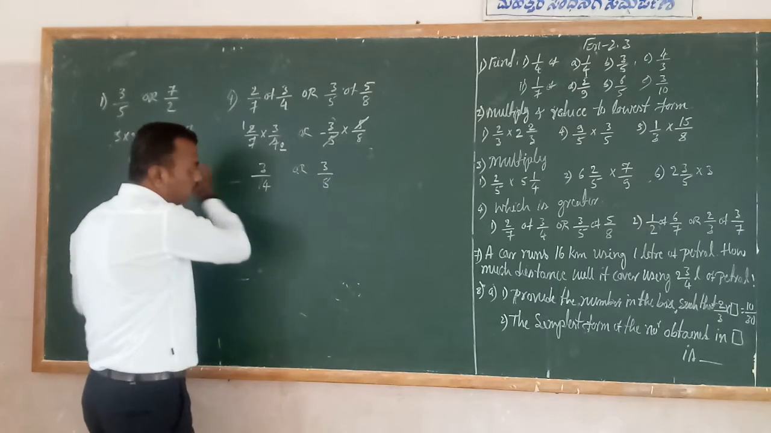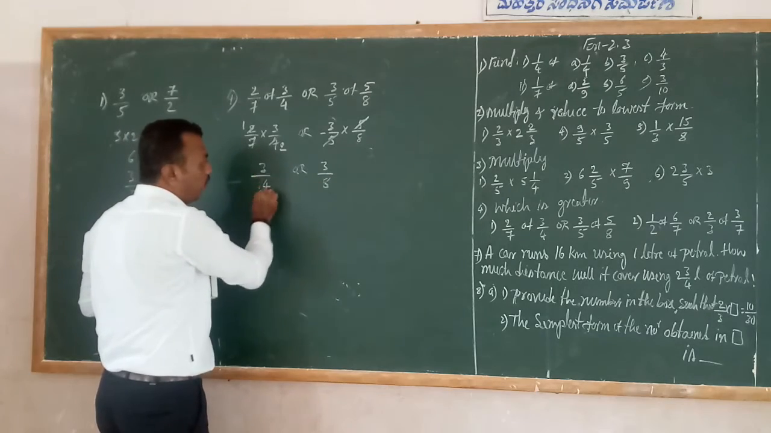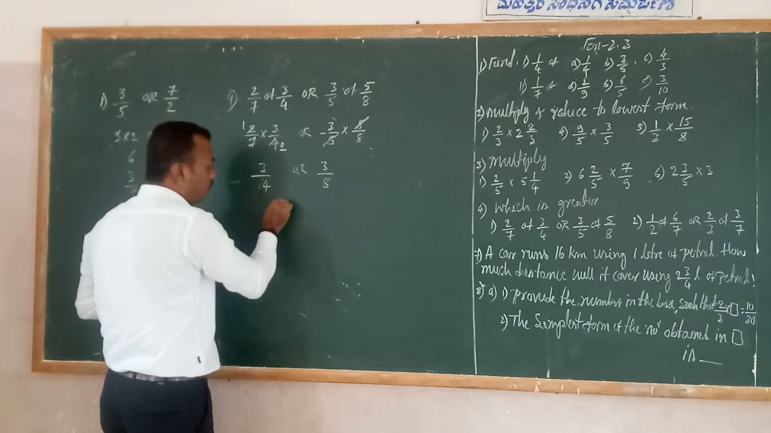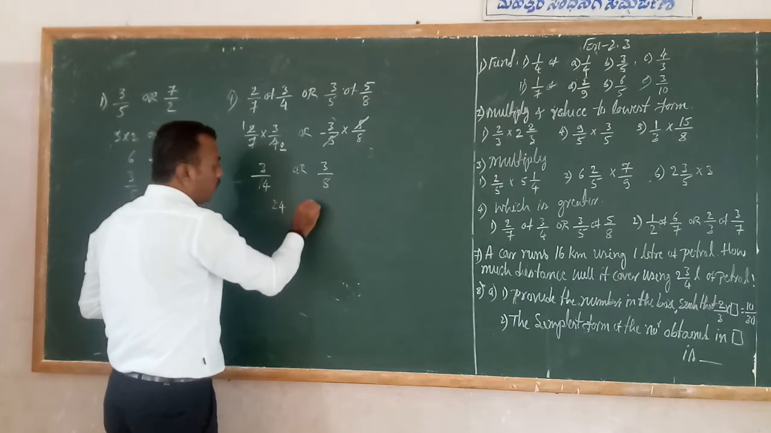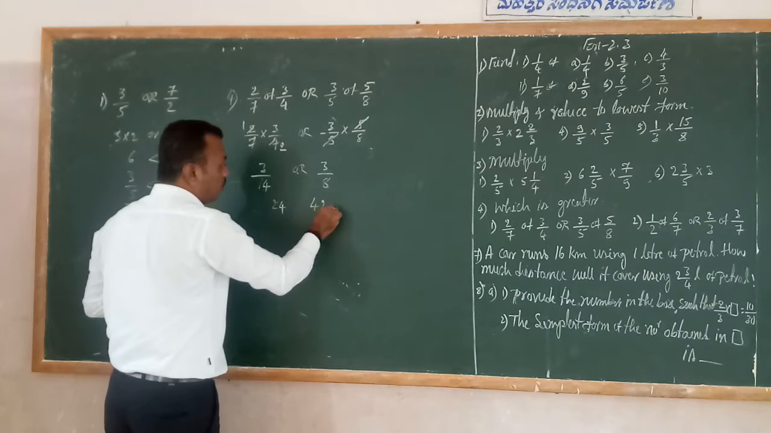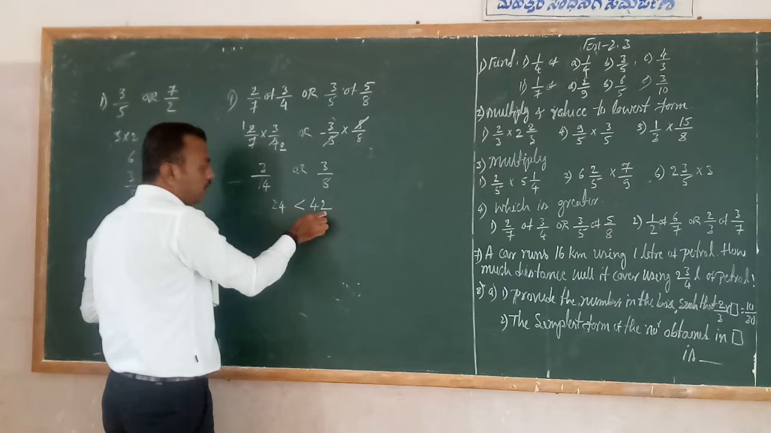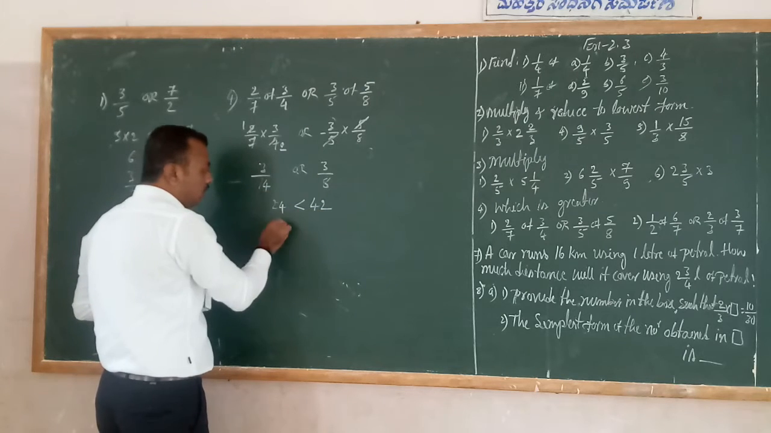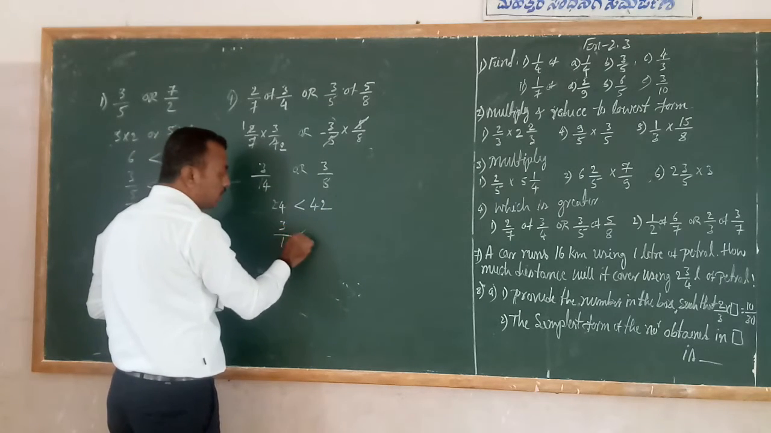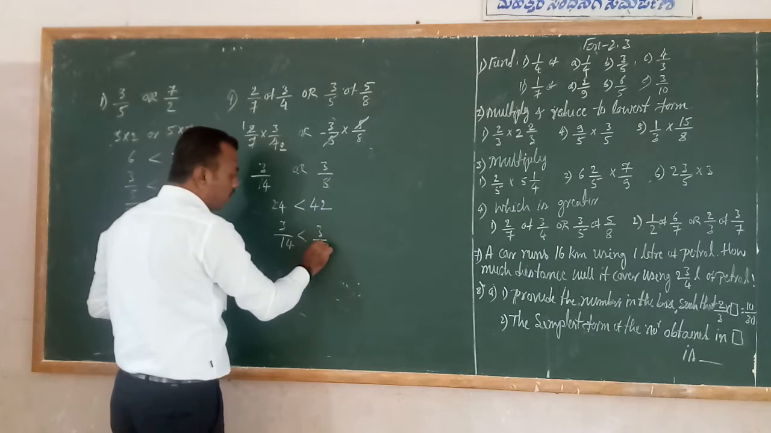Otherwise we have to use this trick. 8 into 3 and 14 into 3. 8 3s are 24. 14 3s are 42. Now, which is greater? 42 is greater, 24 is smaller. That's why 3 by 14 is less than 3 by 8. Did you understand?